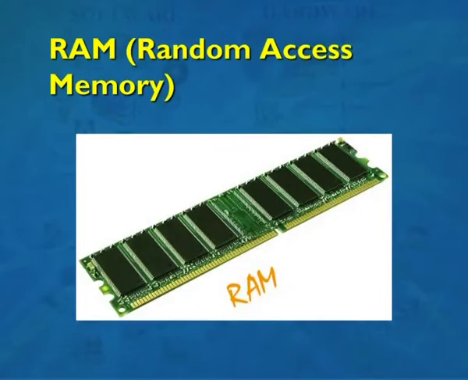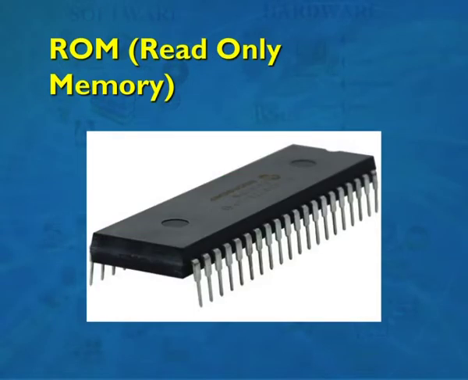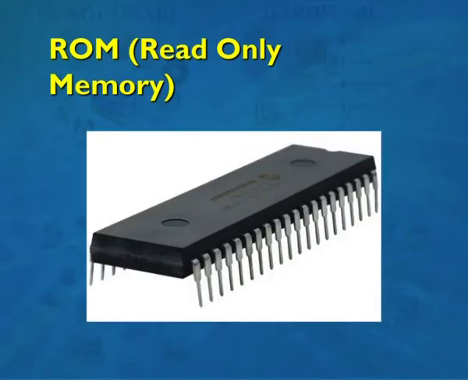Now, let us understand the storage devices used in computer which are also categorized as hardware. Primary storage consists of RAM, that is random access memory, and ROM, that is read only memory. RAM is a volatile or temporary memory, meaning whatever is stored on the RAM chip is erased when the computer is turned off. ROM is permanent memory.